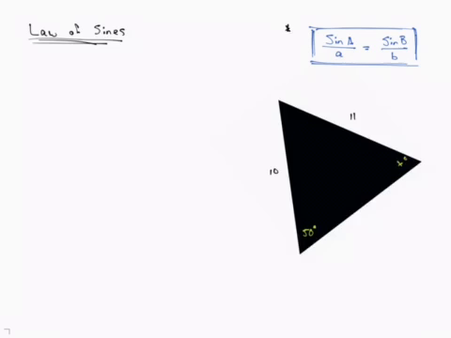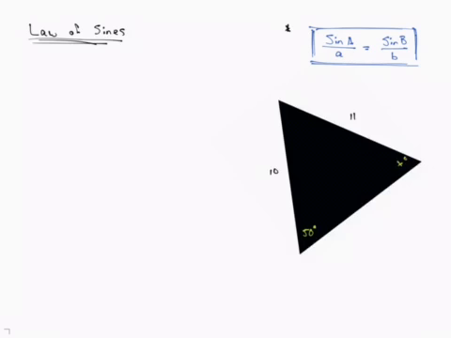It's the sine of some angle divided by the side opposite of that angle on the triangle is equal to the sine of another angle divided by the side opposite of that one. And so really what I'm looking for is a pair of sides and a pair of angles that I can work with in order to find some missing stuff.